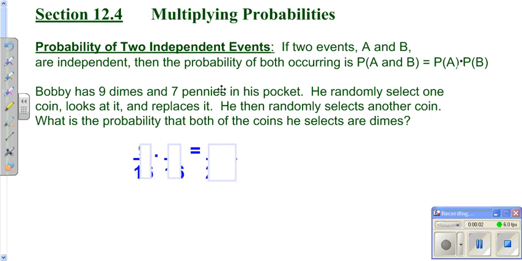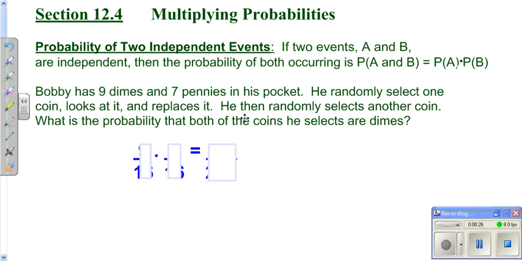Okay, probability of two independent events. Basically, the chances of getting one thing have no effect on the other thing. When you're looking at them both occurring at the same time, or one after the other, because one event doesn't affect the other event, it's just the first probability multiplied by the second probability.